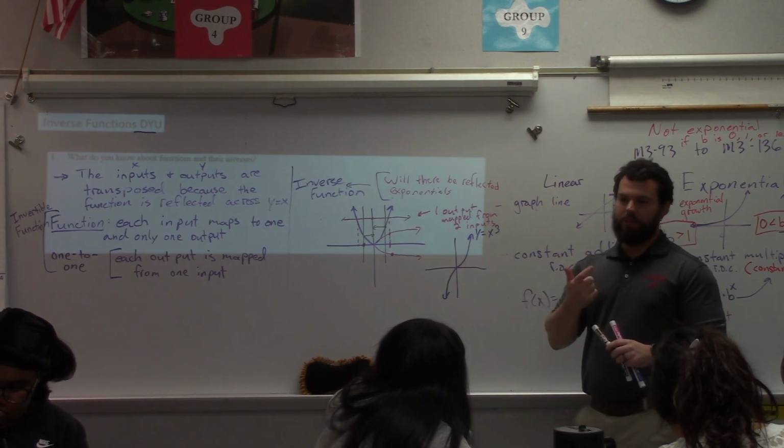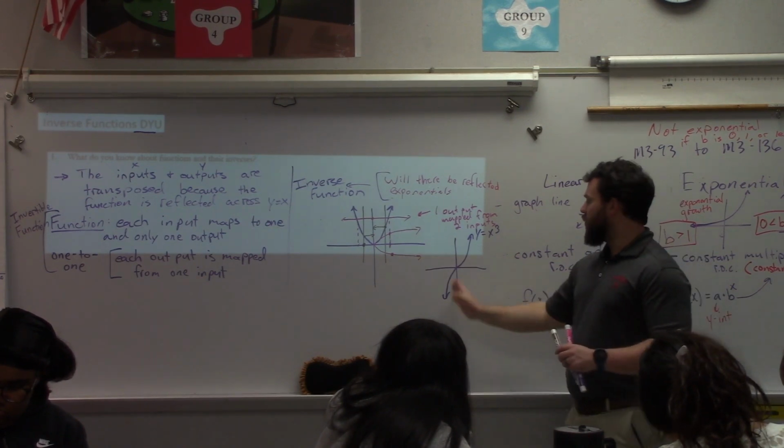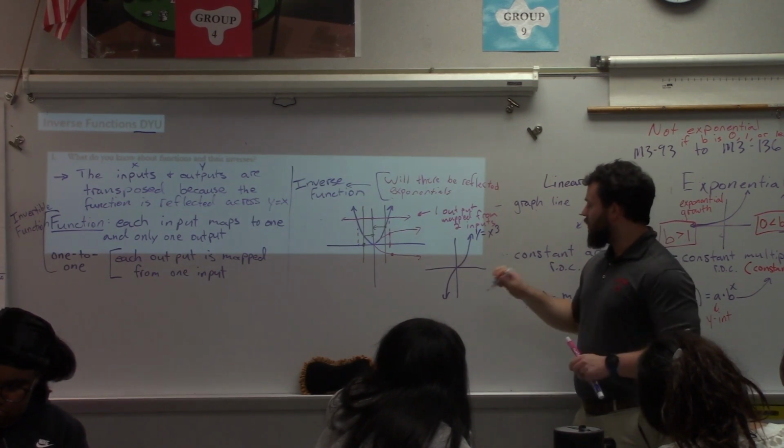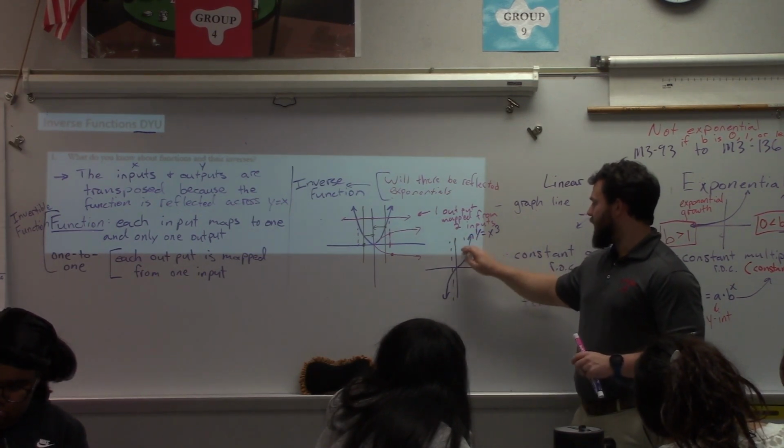So the inputs and outputs would be transposed, right? And so instead of being more vertical, it's going to be more what? Horizontal. Horizontal, okay? But before I do that, I want to point this out. Is this a function? One input maps to only one output.